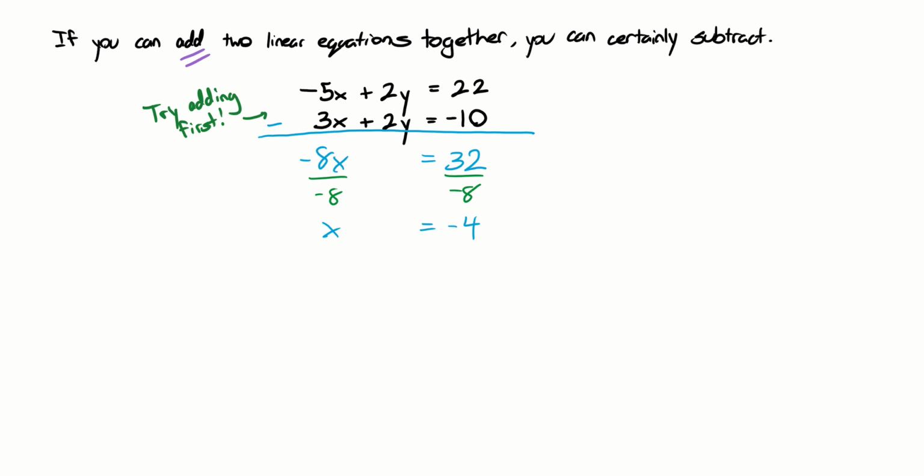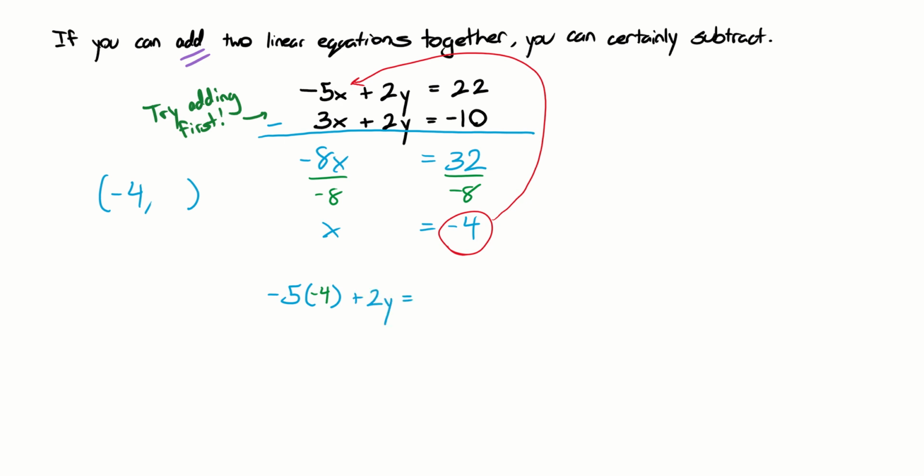Beautiful. So I have half the answer. I know the answer is negative 4 comma something. Well, to find out what that y-coordinate something is, let's go ahead and take that negative 4, and you choose which equation to pop it into. I'm just going to go ahead and put it back into the first one. You can put it into either. So negative 5 is going to be multiplied by a negative 4. I'm replacing the x with a negative 4, plus 2y is equal to 22. So 20 plus 2y is equal to 22.